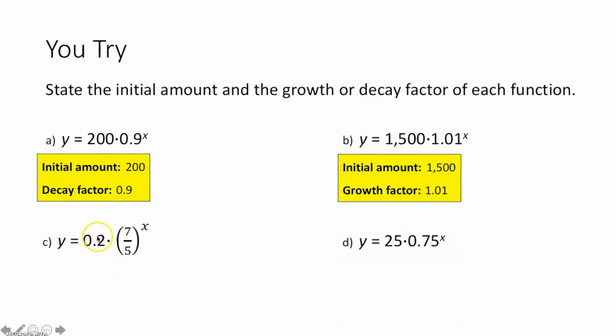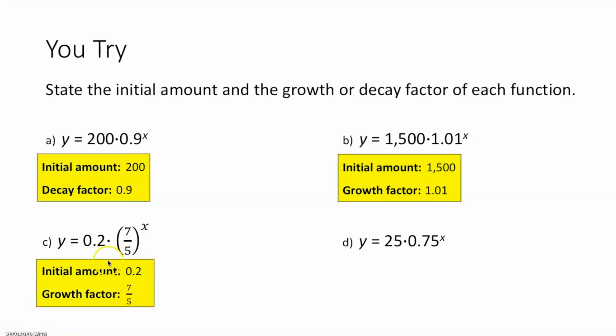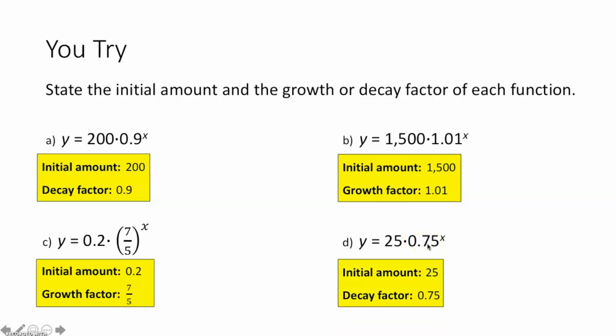Here, 0.2 is going to be your initial amount because that's the number multiplied out front. And this, trying to trick you, is this a growth factor or a decay factor? Well, this number is actually greater than 1. Right? 7/5 is greater than 1. Therefore, it's going to be a growth factor of 7/5. And then here, 25 times 0.75 to the x power: 25, the number multiplied out front, is your initial amount. Because 0.75 is between 0 and 1, this graph is going to have exponential decay. Therefore, this is going to be a decay factor of 0.75.